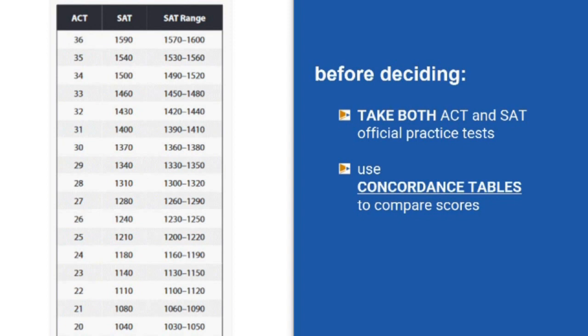But there are specific concordance tables that are accepted by everybody, basically. These are the official concordance tables, which show you what a score equates to on the other test. So, for instance, if you get a 30 on your ACT, that's the equivalent of a 1370 on your SAT. Make sense? Okay. So use the concordance tables, find out what's going on.